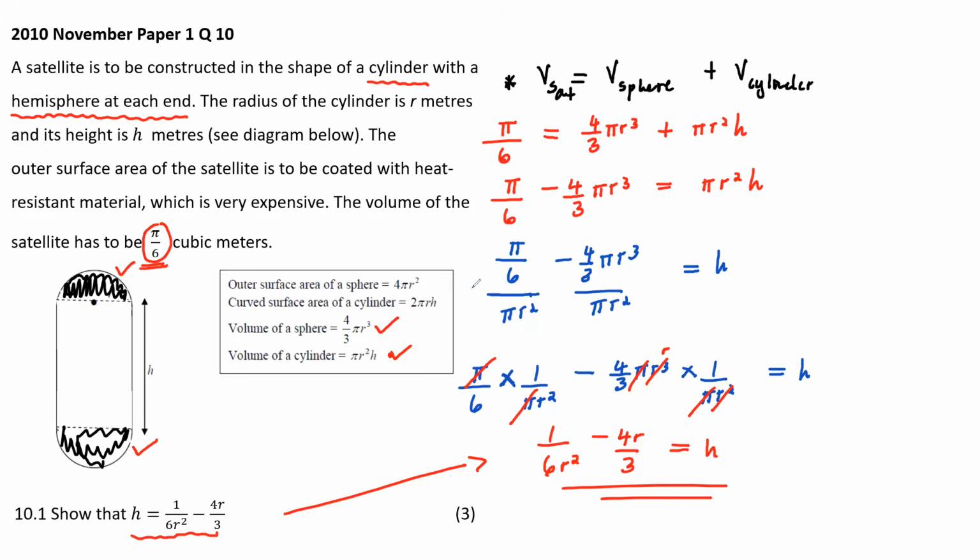The volume of the cylinder we're given is pi r squared h, right? So that's basically what you have. The whole idea is to just make h the subject of the formula. So what I did is I took out pi/6 minus 4/3 pi r cubed, which equals pi r squared h. Then I divided both sides by pi r squared. That's all. I divided this side by pi r squared, and I divided that side by pi r squared.